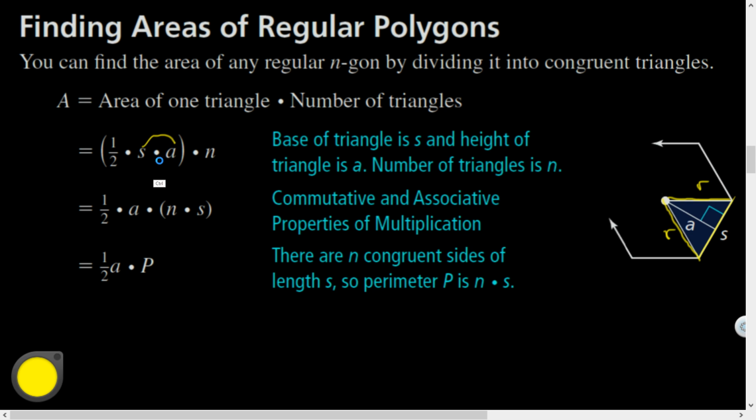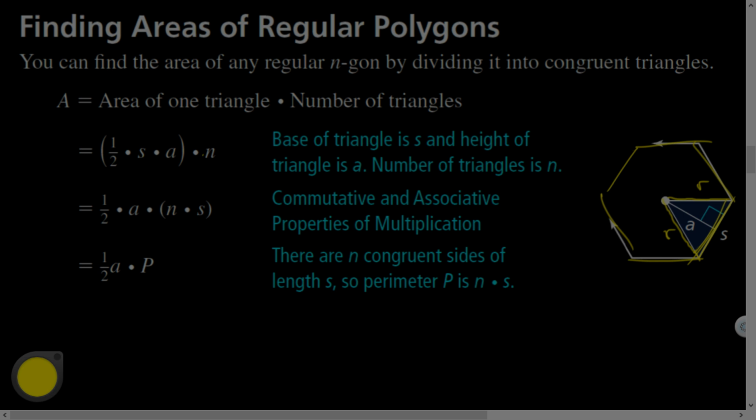Now, it turns out that if I use the commutative property here and change the location of this S, I could do n times S first. And n times S, the number of sides multiplied by the length of a side, is going to give you the perimeter. And that's what the P represents. So the area of a regular polygon will be half the apothem multiplied by the perimeter of the polygon. Yep, lowercase a is apothem. All right, I like to call this formula half ap.